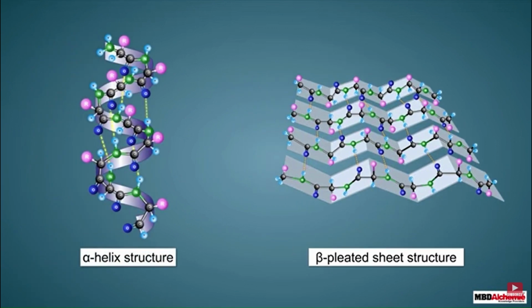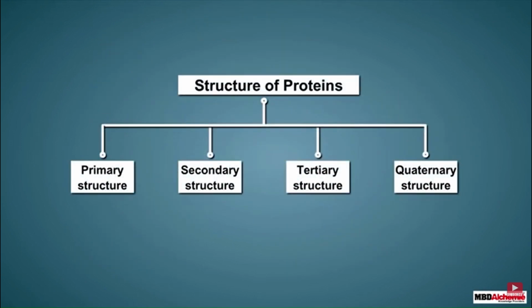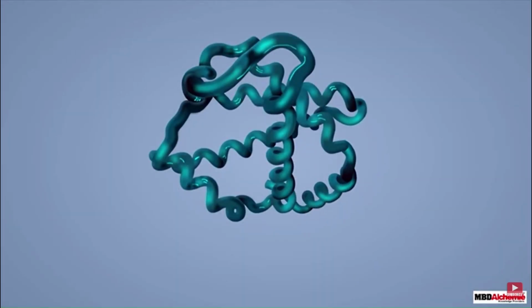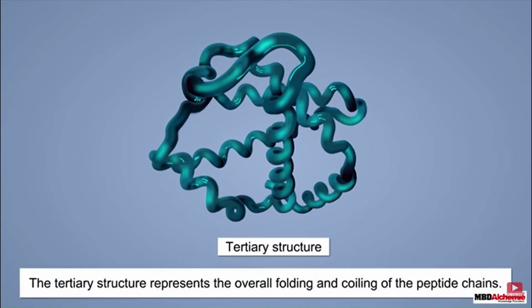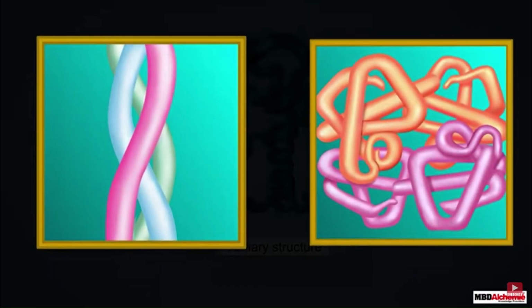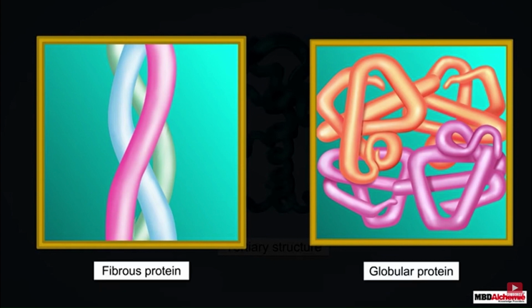So, alpha helix structure and beta-pleated sheet structure represent 2 different types of secondary structures of proteins. The further folding of the secondary structure of proteins gives rise to the tertiary structure of proteins. Therefore, the tertiary structure represents the overall folding and coiling of the peptide chains. It is the tertiary structure of a protein that gives a geometric shape to the protein that can be of fibrous or globular shape.